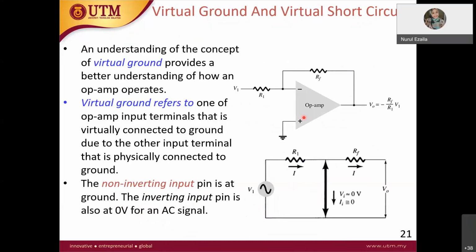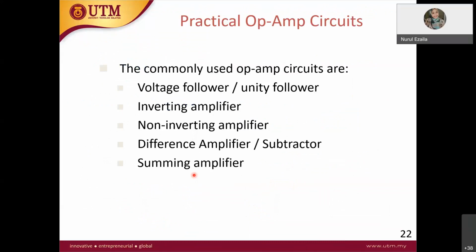Let's look at the examples. There are practical op-amp circuits, and in this case we have 5 types: the voltage follower, the inverting amplifier, the non-inverting amplifier, the fourth one is the difference or subtractor amplifier, and the final one is the summing amplifier. These different op-amp circuits have different connections, so how we analyze each circuit is also different. We're going to look through them one by one after this.